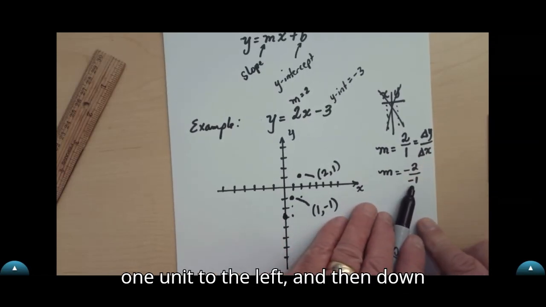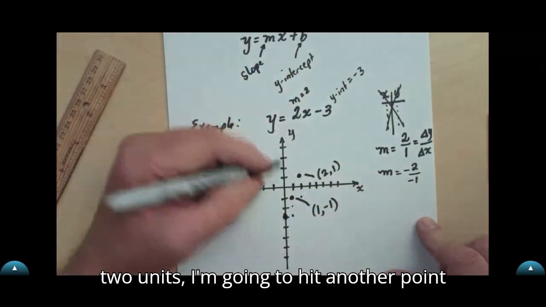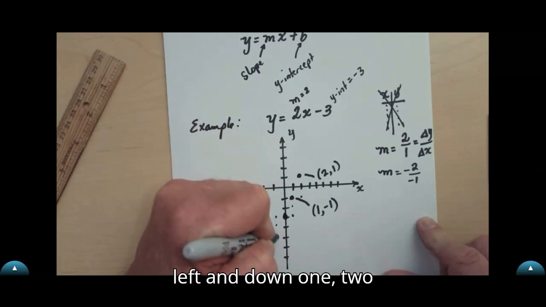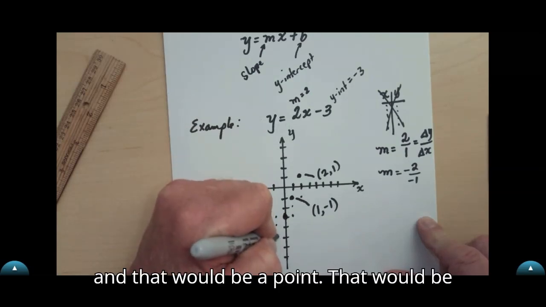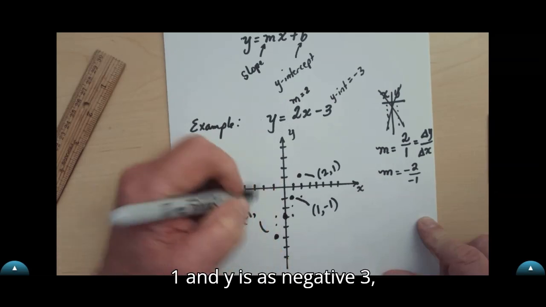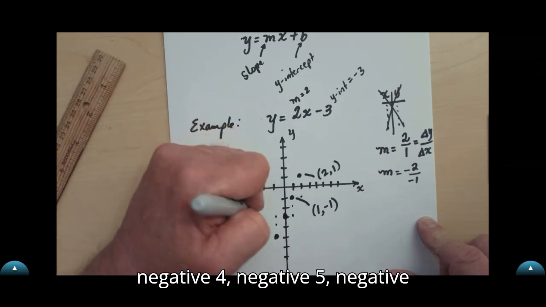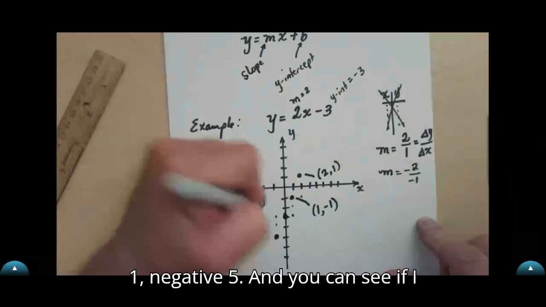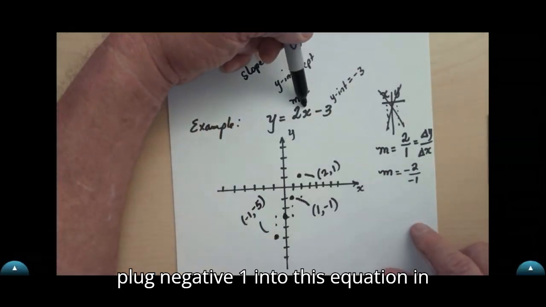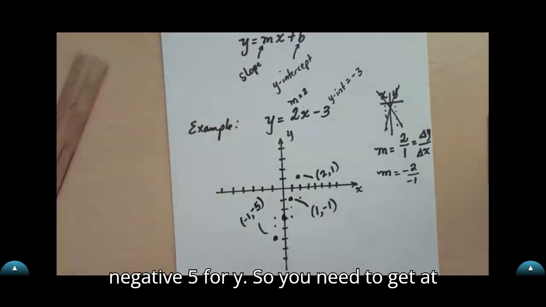This says if I go 1 unit to the left and then down 2 units, I'm going to hit another point on the line. So I could go 1 to the left and down 1, 2. And that would be a point. That would be the point where x is negative 1, and y is negative 5. And you can see if I plug negative 1 into this equation in place of x, sure enough, I'm going to get negative 5 for y.